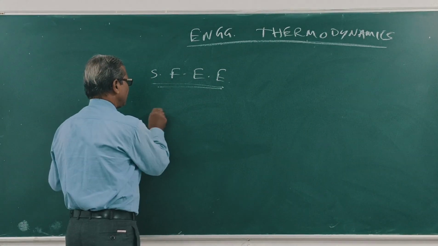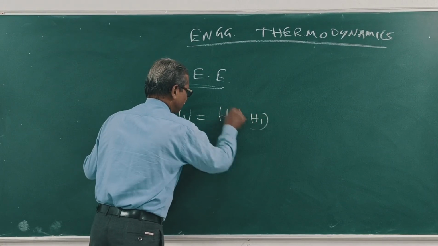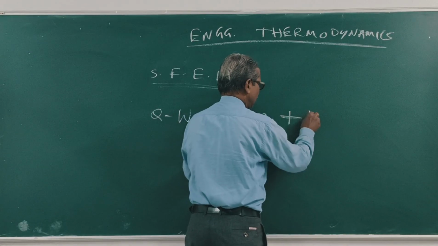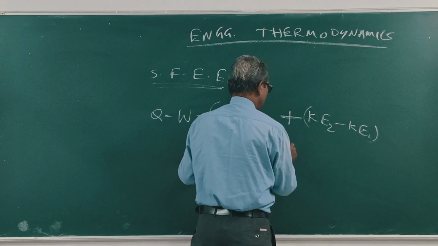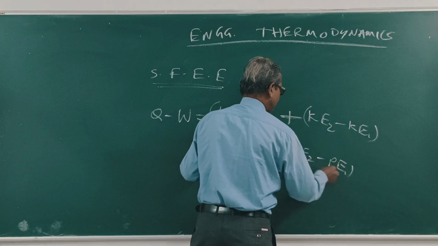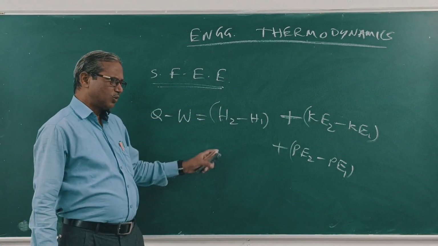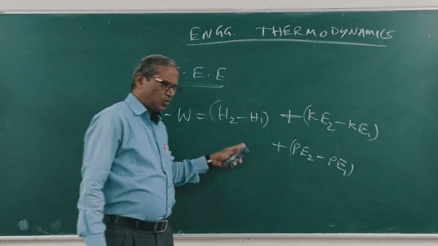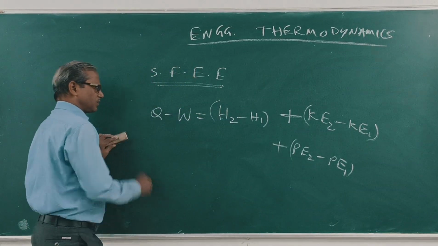The equation is Q minus W is equal to H2 minus H1 plus K2 minus K1 plus P2 minus P1. This is the steady flow energy equation. Today, I will apply this steady flow energy equation to open systems, to some engineering thermodynamic systems.